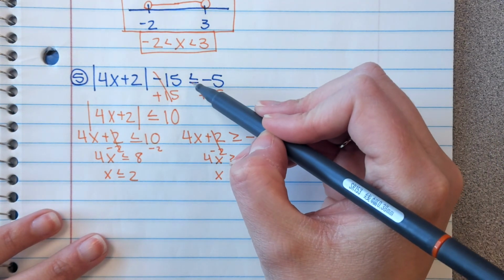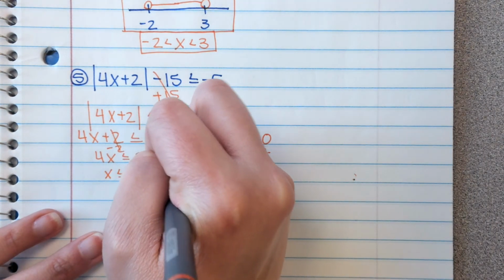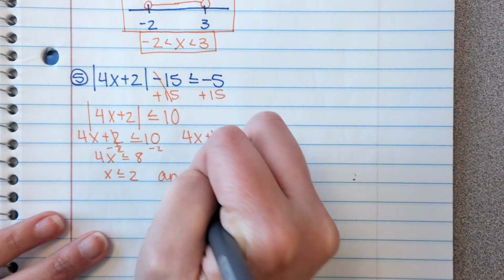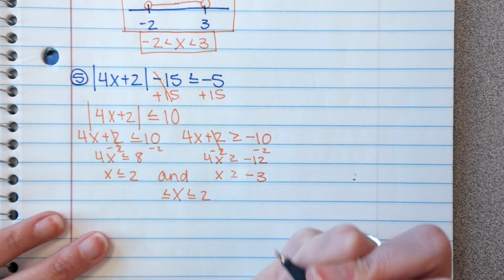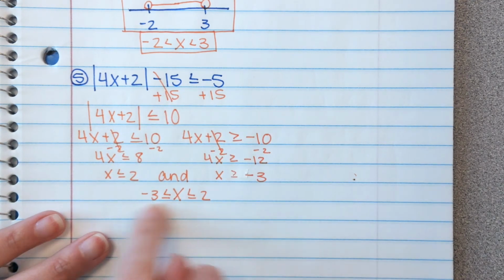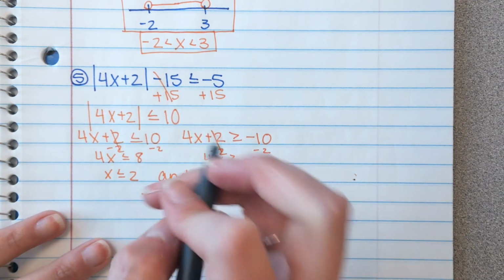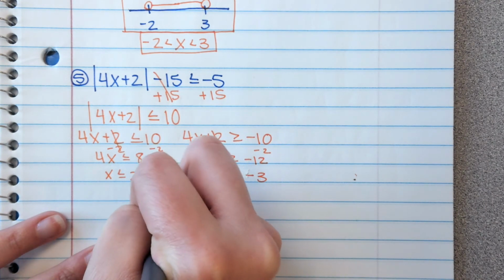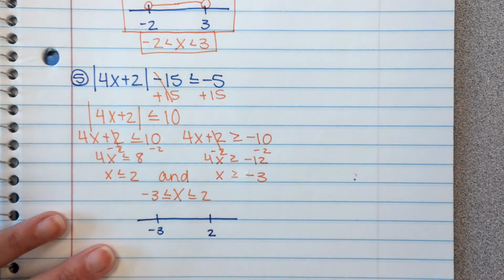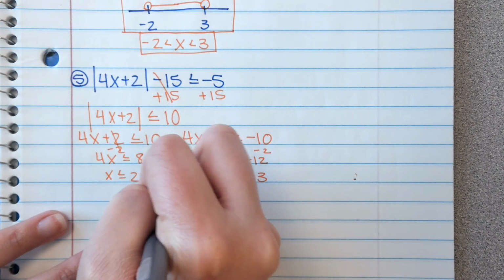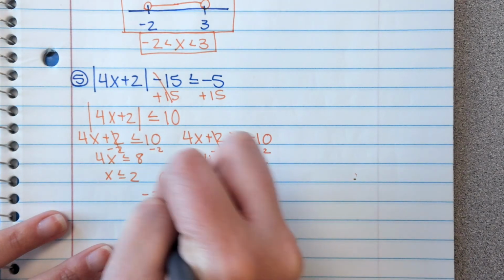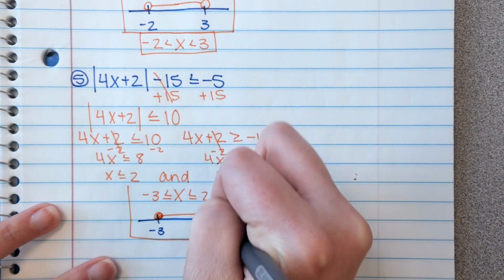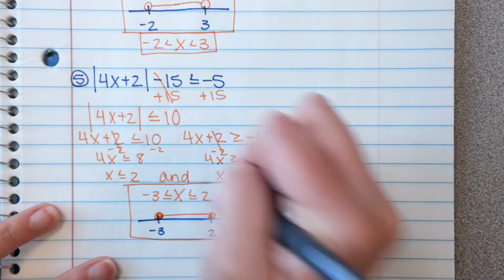Okay, again, that's less than, so these are going to be "and." We can put those together. X is in the middle. It's less than or equal to 2, and greater than or equal to negative 3. Then graph those on a number line. Both of our circles are closed because there's the equal. And if it's "and," our solution should be right in the middle. So that problem worked out just fine.